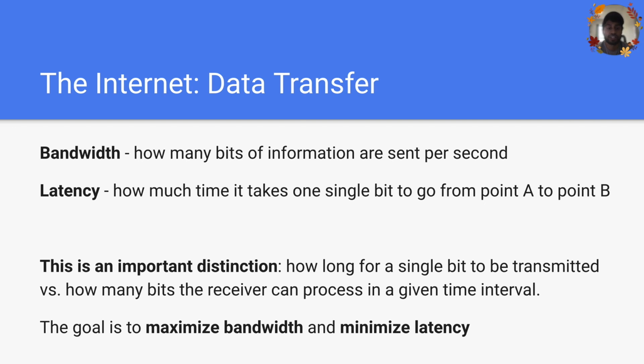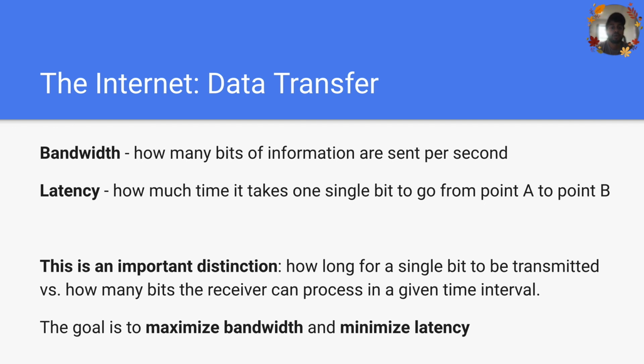Another important metric is latency, how much time it takes a single bit to go from point A to point B. So in the example of the light bulb, how long did it take between the time the sender flipped the switch and the time the receiver saw the light go on? This is a very important distinction. How long for a single bit to be sent and received versus how many bits the receiver can process in a given time interval.